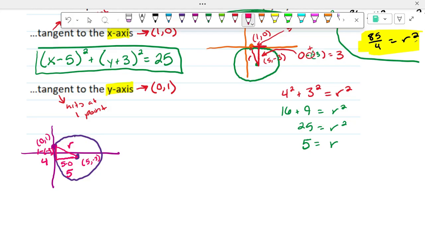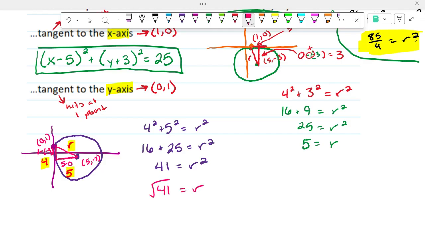We're trying to find R. So, boys, stop talking. So this would be 4 squared plus 5 squared is equal to R squared. So this would be 16 plus 25 is equal to R squared. So 41 is equal to R squared. Square root both sides. The square root of 41 is equal to R.